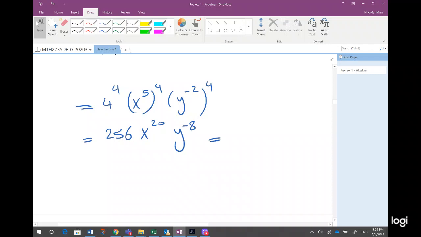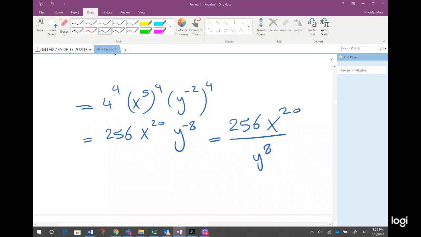I want to see it with a positive exponent. What should I do? Do I touch 256? No. Do I touch x power 20? No. Okay, so 256 stays up. If the number is positive, it stays positive. Negative, it stays negative. Up, up, down, down. I don't touch it. Okay, so what do I touch then? The only thing I move is the variable with the negative exponent. Oh, okay, so x power 20 up, but y power 8 goes down.